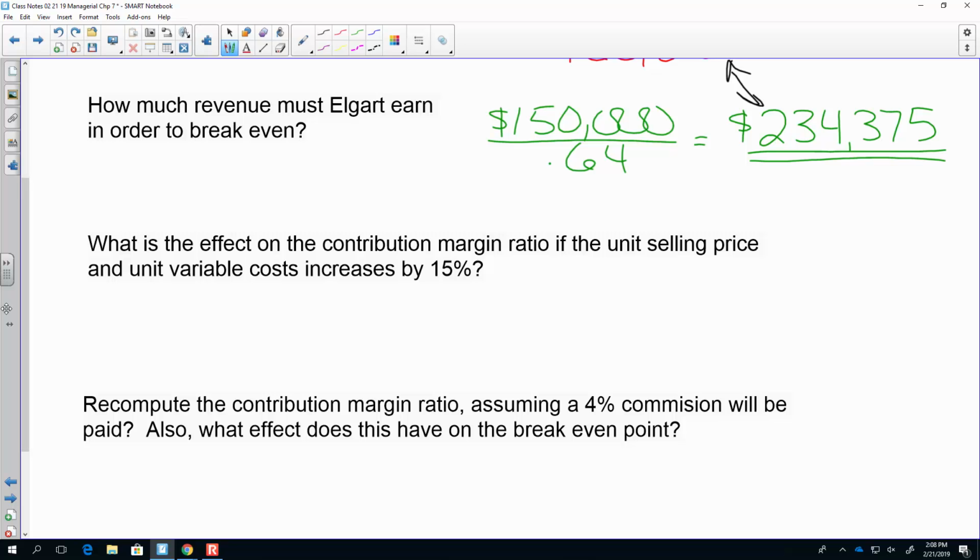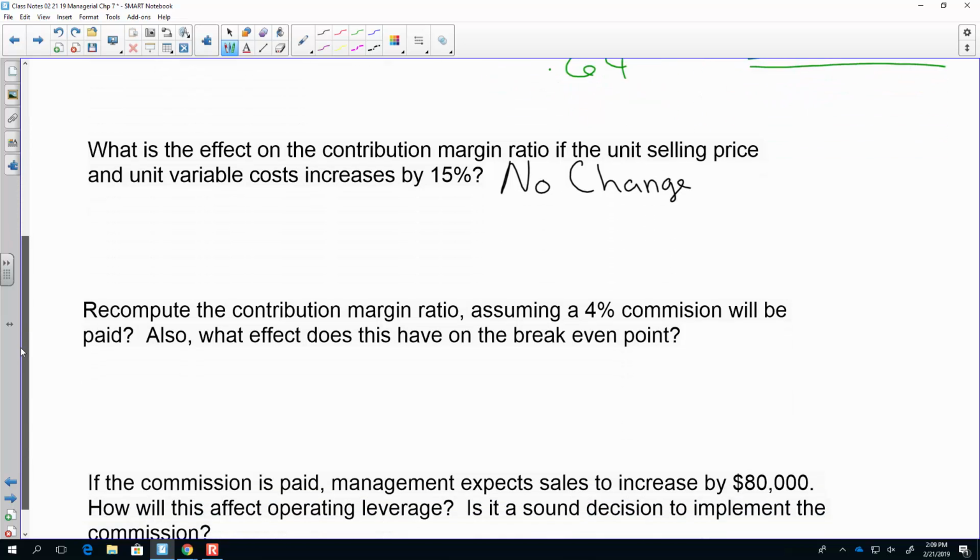My next question is, what is the effect on the margin ratio if the unit selling price and the unit variable cost each increase by 15%? It should be the same, shouldn't it? Yeah, no change. Because I'm increasing both by 15% at the same time. Next question.